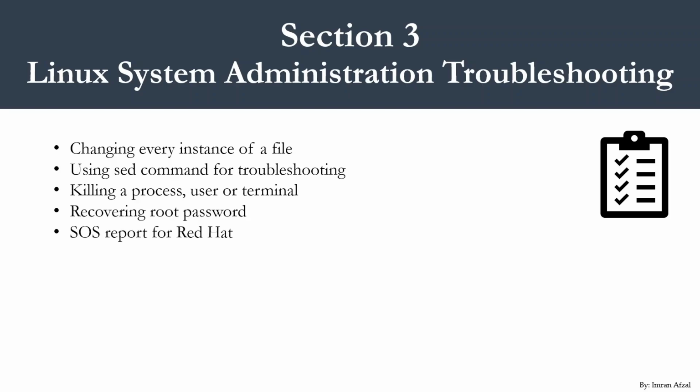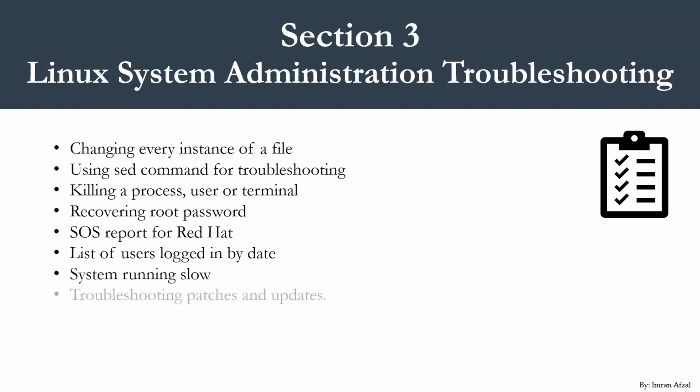Then how you could run an sosreport so you could provide that to your vendor, for example, Red Hat. Then how you could list the users who logged in on a specific date for troubleshooting security related issues. If your system is running slow, what are the things you should do to troubleshoot? And lastly, troubleshooting issues that are related to patches and updates.